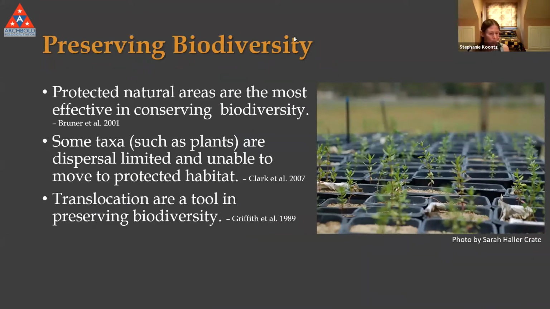Okay, so preserving biodiversity is critical in the face of an ever-changing world. Protecting our natural areas is the most effective measure we can take in our efforts to conserve the biodiversity that remains. However, even if we have protected areas, not all species, especially plants, are able to disperse to these protected places. Therefore, over the last few decades, translocations have been viewed as a vital tool in our efforts to preserve our biodiversity.